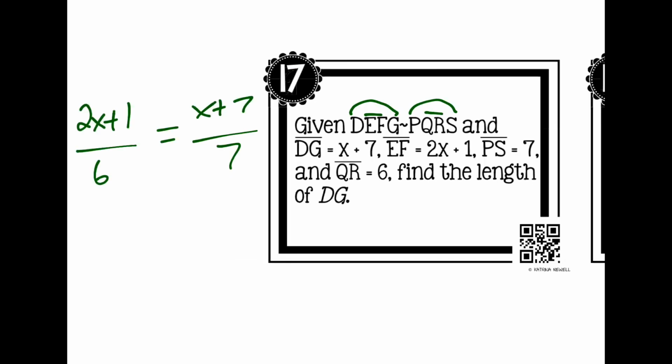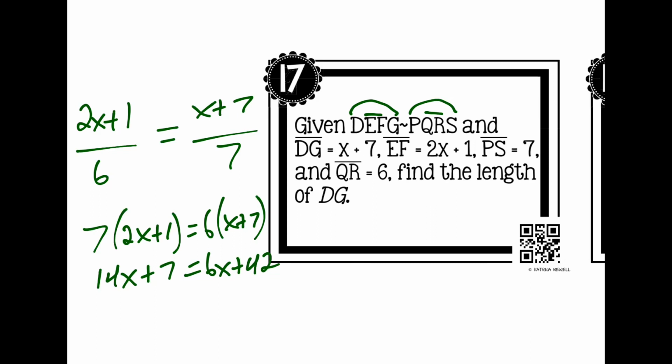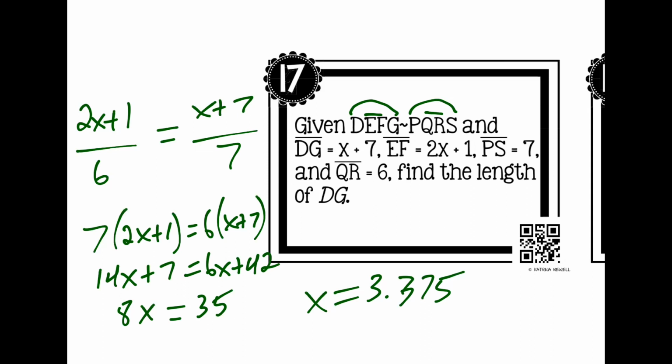I'm going to set up my proportion this way, and if I cross multiply, and then I distribute, then I'll move the x's to the left, and the numbers to the right. I'm going to end up with x equals 3.75. And then I have to add 7 to this. Oops, that was 4.375. So the answer here for DG is 11.375.